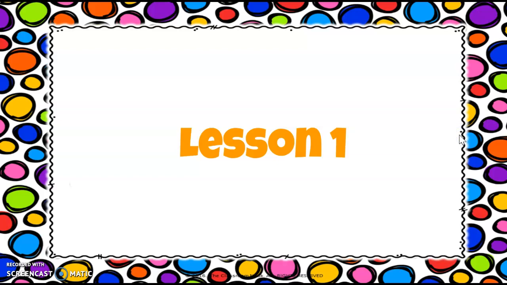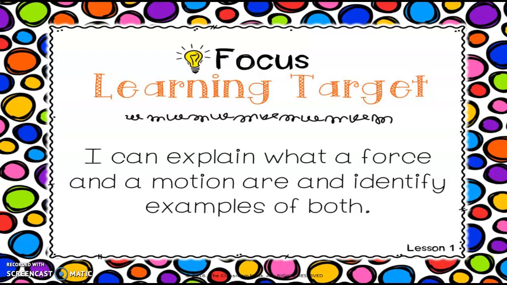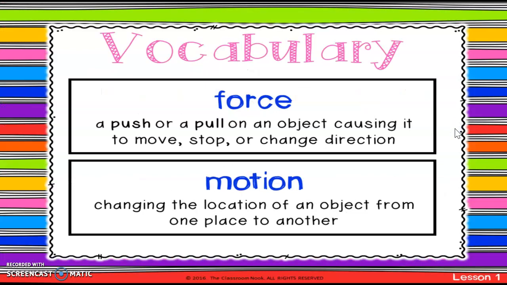This is lesson 1. At the top of your student activity packet, you should find where it says lesson 1. Lesson 1's learning target is I can explain what a force and a motion are and identify examples of both. This is written for you on your lesson 1 of your student activity packet, but next to it, it has some important words, and you need to type in the definitions of these important words. Our important words of the day are force and motion. Force is a push or a pull on an object that causes it to move, stop, or change direction. Motion is the changing of the location of an object from one place to another. So it was on my left side and then I pushed it to my right. Please pause and type these definitions into your student activity packet.